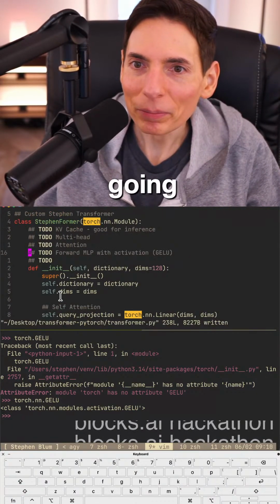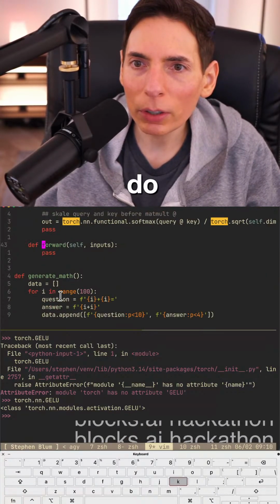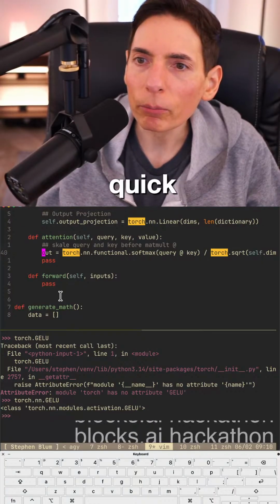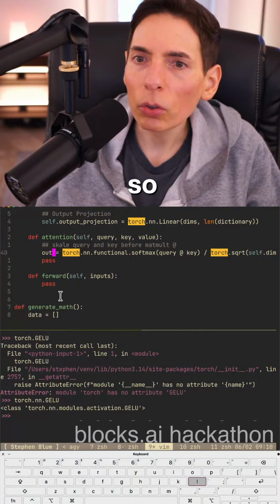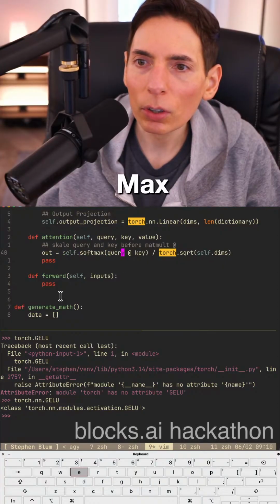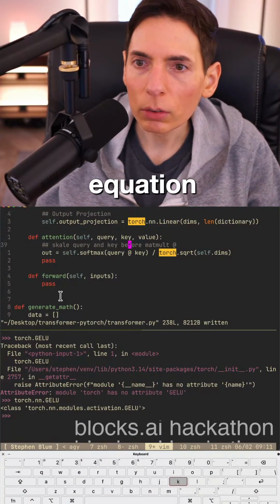Keep going. All right, so attention. Did we do our attention yet? Let's see here. Let's do multiple attentions here real quick. All right, so I've got a self.softmax square root. That's part of the equation, right?